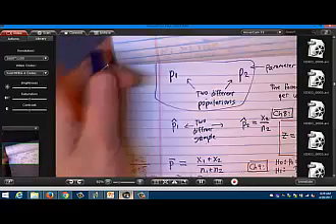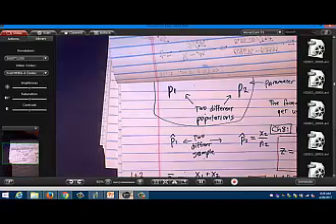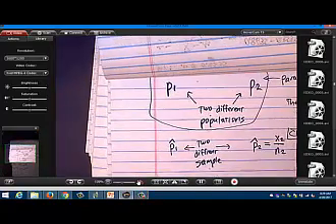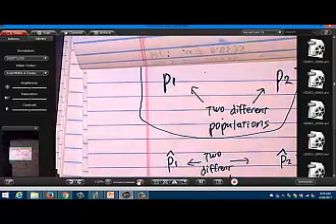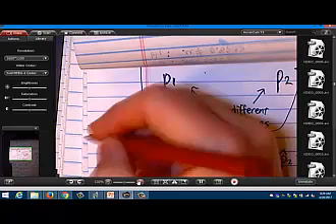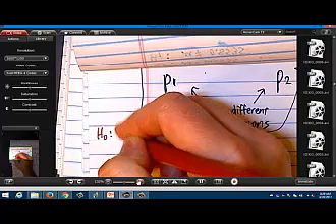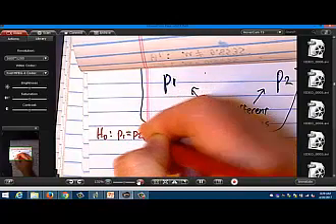Again, let me zoom in for this too so I really explain it well. What is the null hypothesis? That's H0. I said it's P1 equals P2, right?